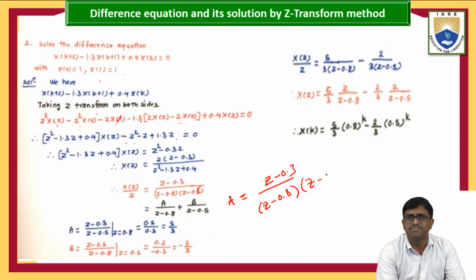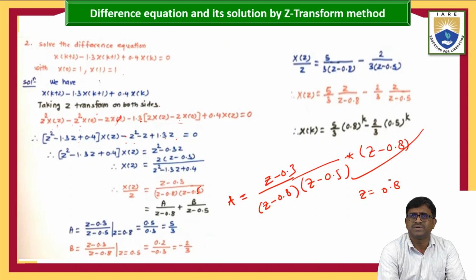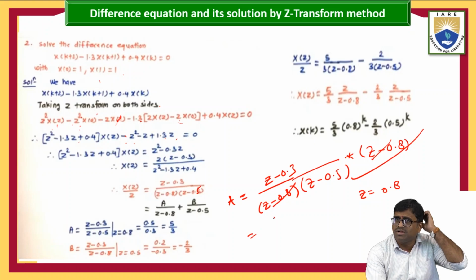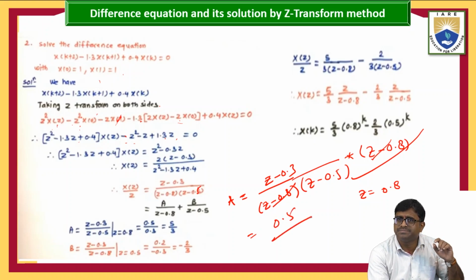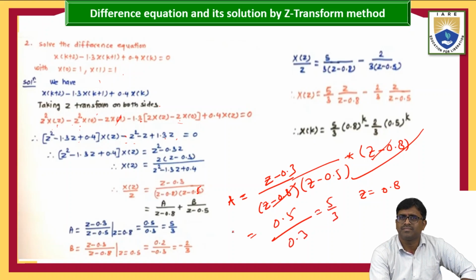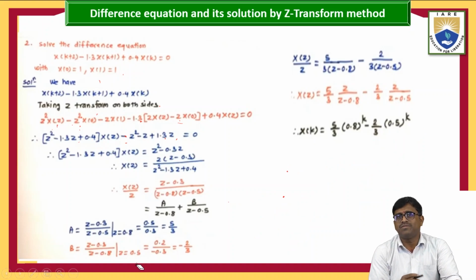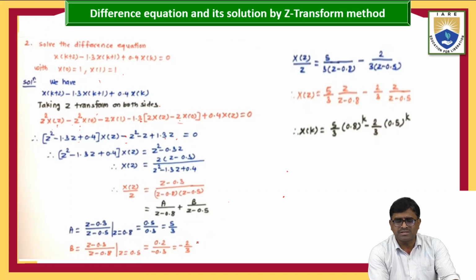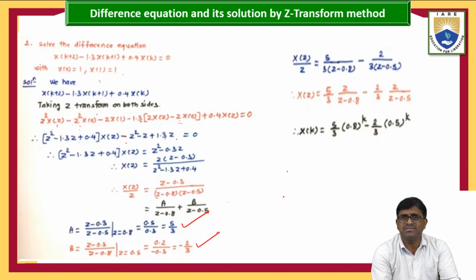The function is z minus 0.3 by z minus 0.5, where z equal to 0.8. So this one cancels. Apply z equal to 0.8. So how much value? That is 0.5 by 0.3. We are getting 5 by 3. You got the 5 by 3. Similarly, go for the b value by the similar method. We got the values: a value is 5 by 3, b value is 2 by 3.